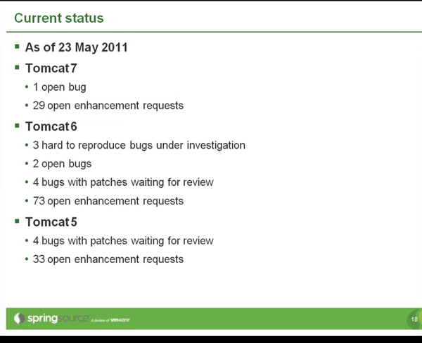So as of today, which is the 26th of July, there's one open Tomcat 7 bug, and I've just written a whole bunch of unit tests for that bug before I get around to writing the fix. All of the other open bugs in Tomcat 5 and 6 have all been fixed and all have patches provided. Not all of those patches have been applied, but they have all got patches provided.